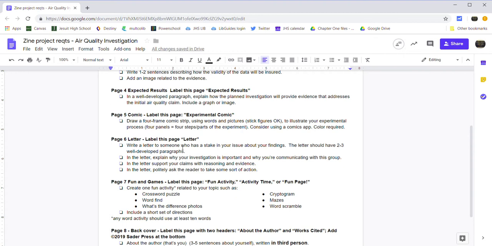All right. And then in the letter, you need to support your claims with some reasoning and some evidence, and politely ask the reader to take some action. So you're not just telling them about your issue, but you're saying to them, I think it would be great if you called your congressman, or it would be great if you stopped doing this because it's causing a problem in our environment, or whatever. You need to ask the reader to take some sort of action, and then you need to sign it.